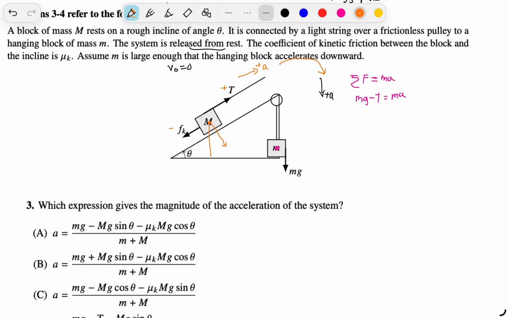We have our Fg here, but we want to break that up into components because you're going to redefine your incline like this. So positive x is going to be in this direction. So you have your mg sine of theta, because this angle will be theta, and then this will be mg cosine theta as a component. You have your normal force acting up.